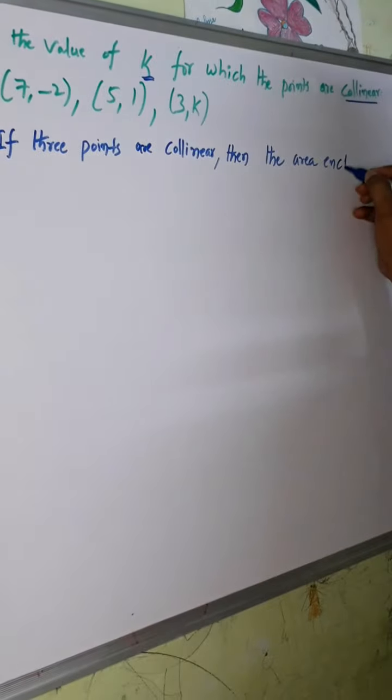Now, assume a triangle and draw a triangle. This is a triangle ABC. Assume these 3 points are vertices of triangle ABC: (7, -2), (5, 1), (3, k). These are vertices of triangle ABC.